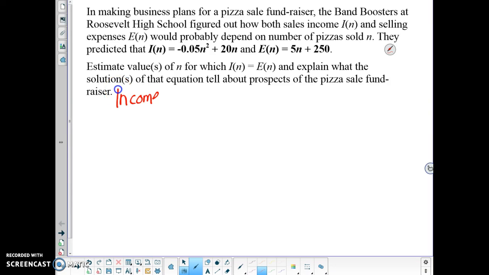Income equals expenses is your break-even point. So there's no profit made. So this will help them determine how many pizzas need to be sold in order to turn a profit, which is what a fundraiser is all about.